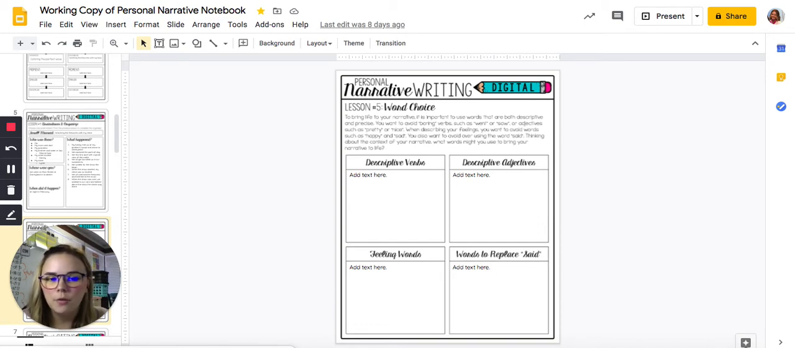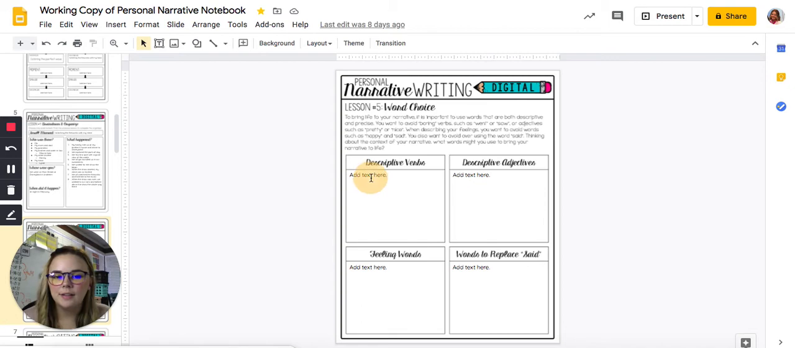You may want to avoid overusing the word said, right? If you use said a whole bunch, it starts to sound a little repetitive. So if you think about the context of your narrative, or what's going on in your narrative, what words might bring your story to life?